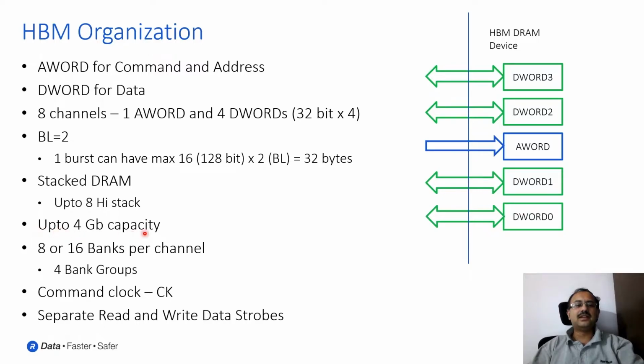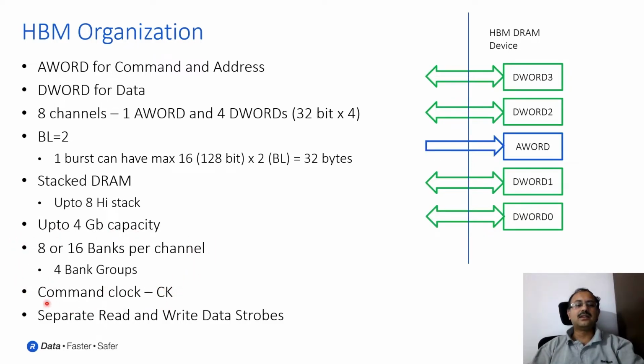The capacity of the DRAM would be up to 4 gigabits. There were 8 or 16 banks per channel, and they were organized into a possible maximum 4 bank groups. So the idea of banking actually helps in having multiple rows open, and the constraints between bank to bank transfers are also a bit relaxed, especially when you are going from one bank group to the other bank group. So this actually enhances the parallelism.